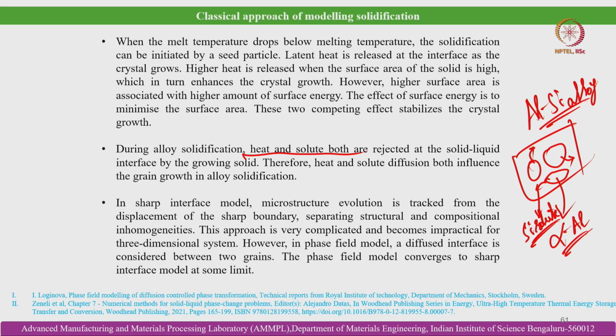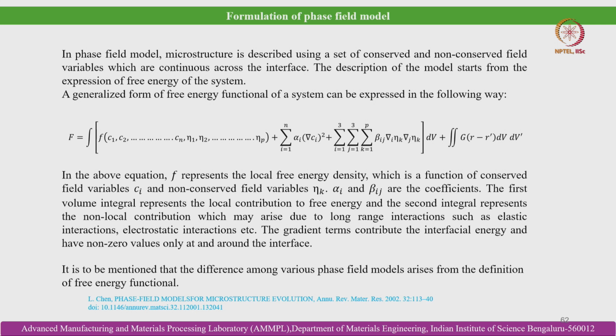However, the phase field model is not a sharp interface model, rather it is a diffuse interface model, where a diffuse interface is considered between two neighboring grains. The phase field model converges to the sharp interface model in some limit. In the phase field model the microstructure is described using a set of conserved and non-conserved field variables which are continuous across the interface. The description of the model starts from the expression of the free energy of the system.